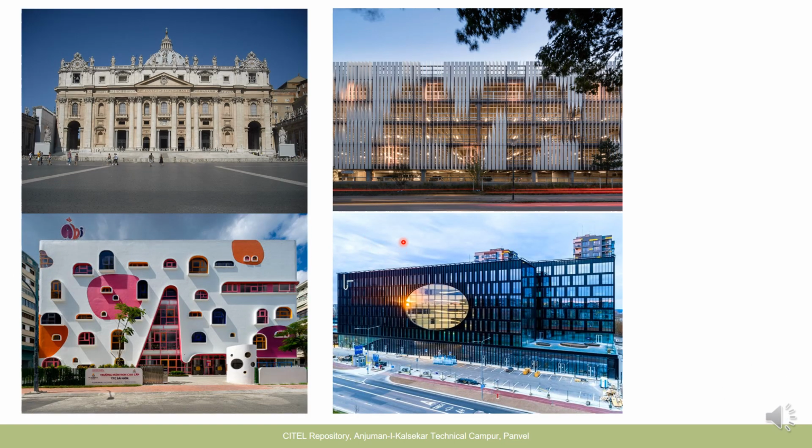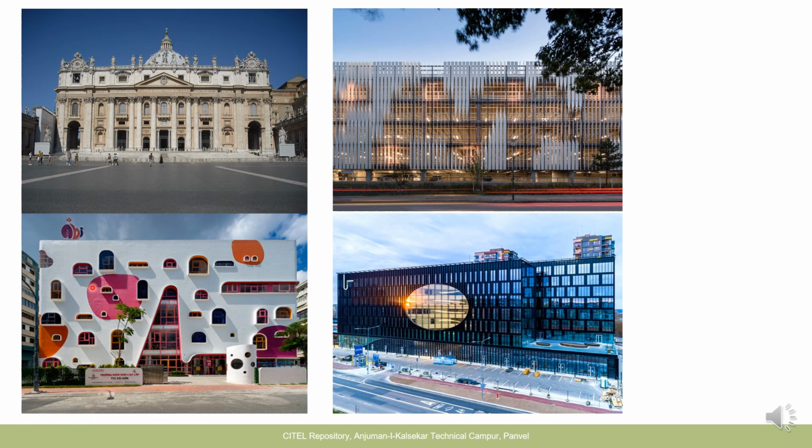As you can see in this image, it shows different types of building skins that are used. The first image shows the building facade or building skin that is made in stone. This image shows the building skin made in two materials, so it is a kind of double skin. There is a glass building facade, and then there is a screen of metal that is the outer skin of the building.